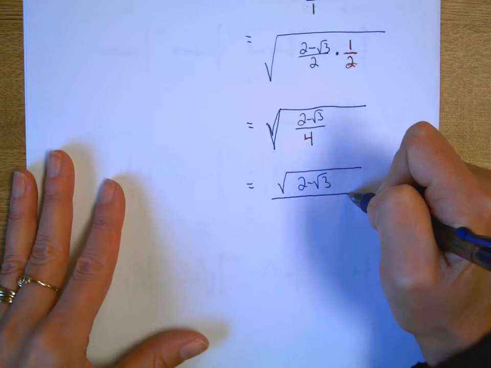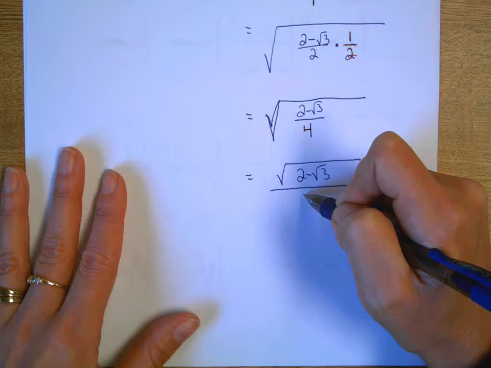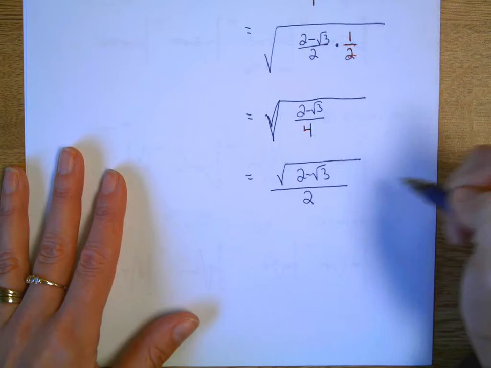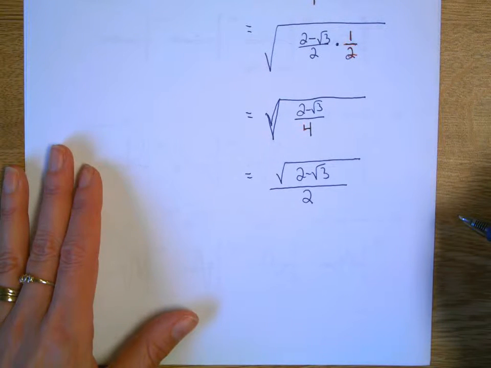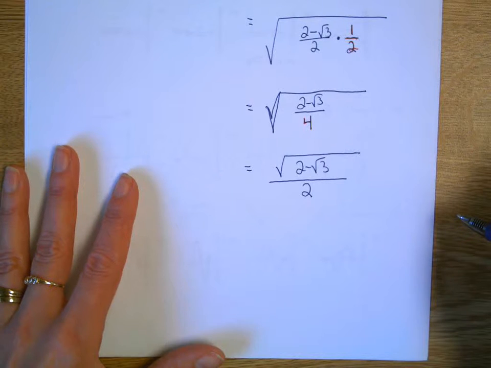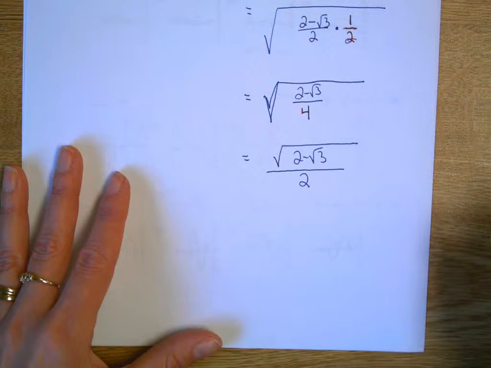But the bottom is going to turn into 2. Well, square root of 4. It's square root of 4, which is 2. Well, you just square rooted it. That is our exact answer using the half angle identity.